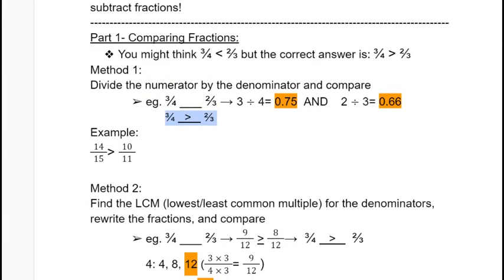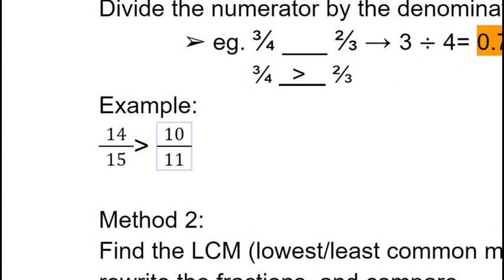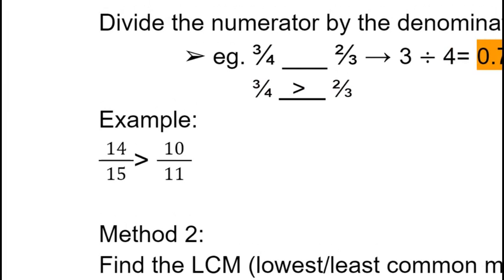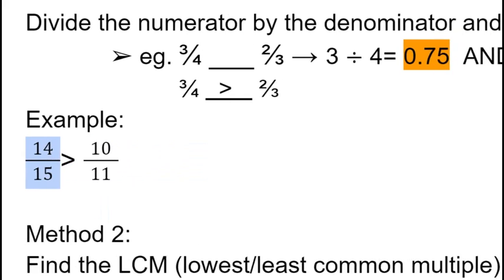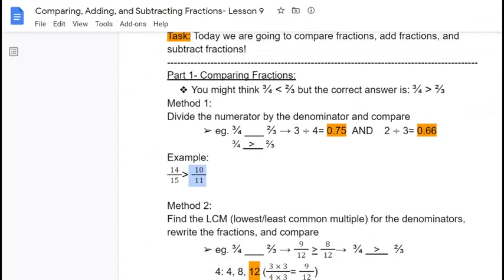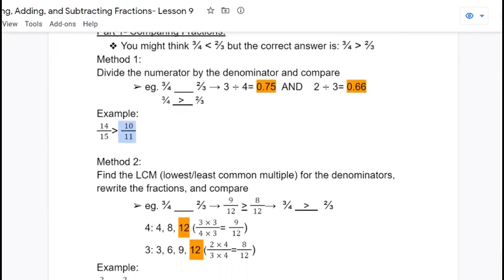And then this is another example. I haven't shown my work here, but if we divide 14 by 15 and 10 divided by 11, we are going to get that 14 over 15 is greater. And you can kind of see a pattern here. When you have a greater denominator, then it's most likely that that fraction will be greater compared to the other fraction that has a smaller denominator. But always show your work before you do that.